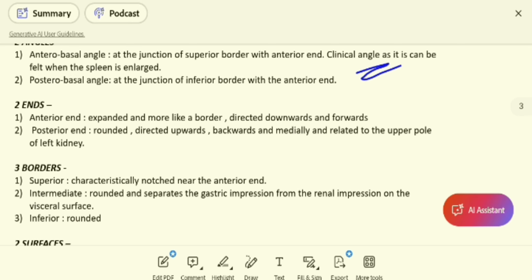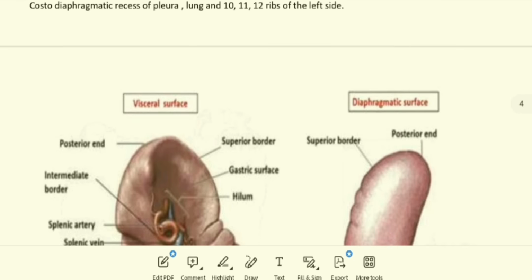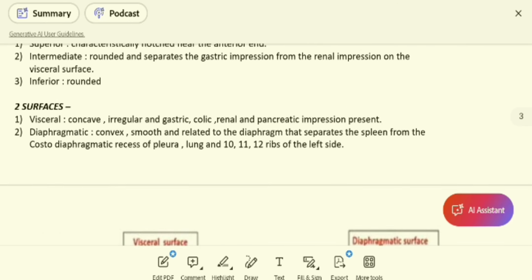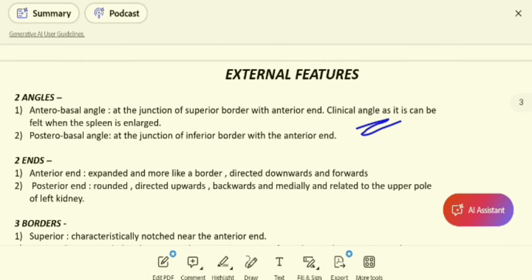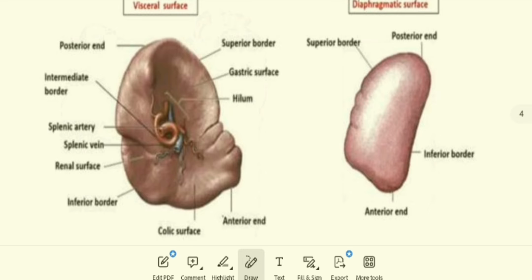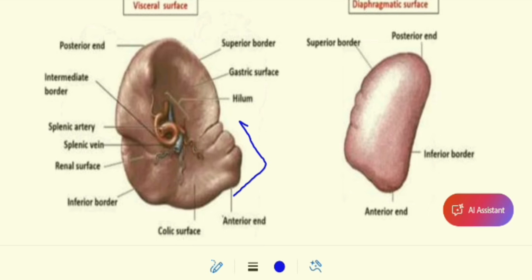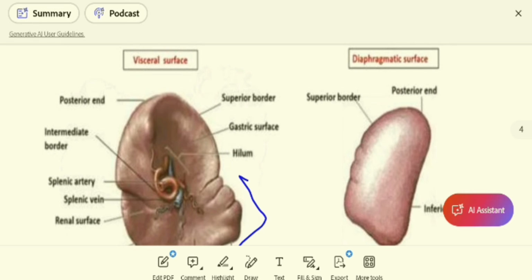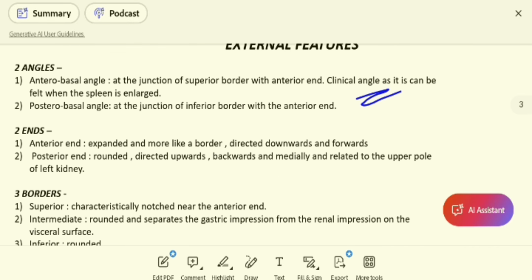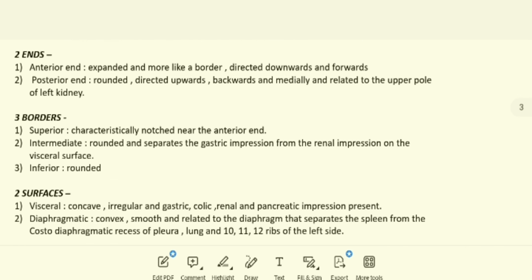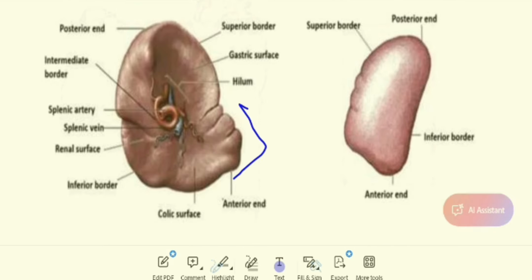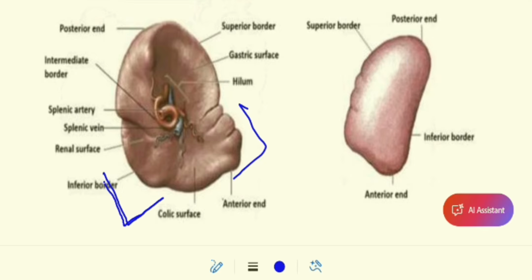So we have two, anterobasal angle and posterobasal angle. So anterobasal angle is with superior border and anterior end. So this is the anterobasal angle. And then we have the posterobasal angle at the junction of inferior border and anterior end. So this is the posterobasal angle.